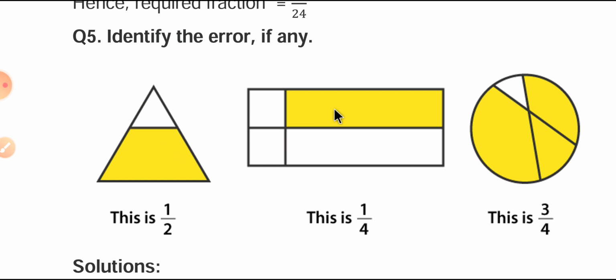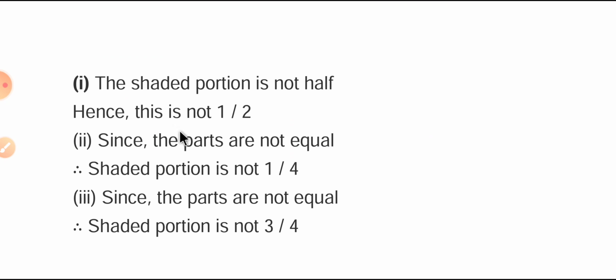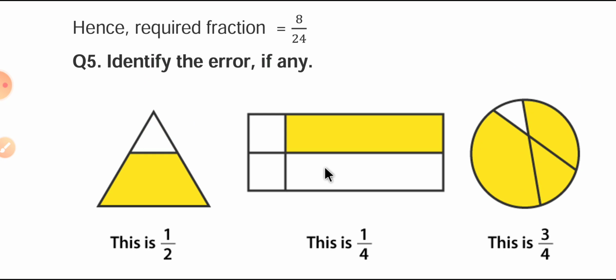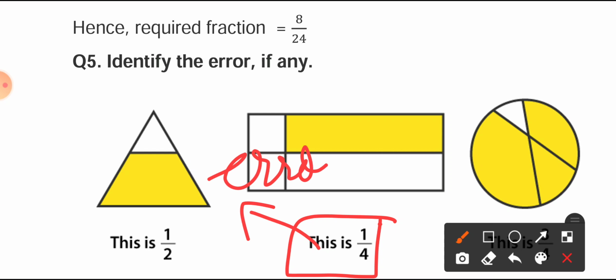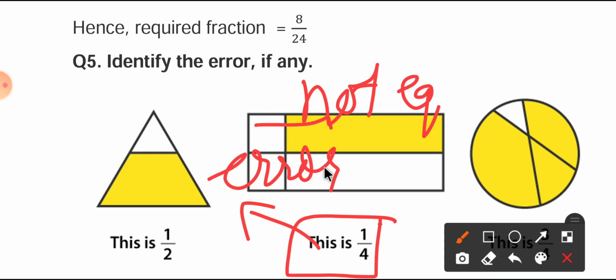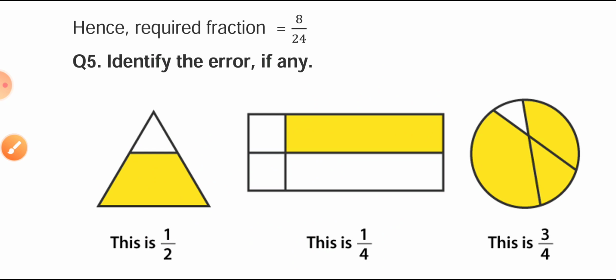Same in the second one, 1, 2, 3, 4. Here again, how many parts are given? 4 parts. But you can see all the 4 parts are not equal. Since the parts are not equal, the shaded portion is not 1 by 4. The answer is given as 1 by 4, but it contains an error or a mistake, because here all the 4 parts are not equal, and we know that for a fraction all parts should be equal. So we can say that this contains an error, as this is not 1 by 4. It is wrong.